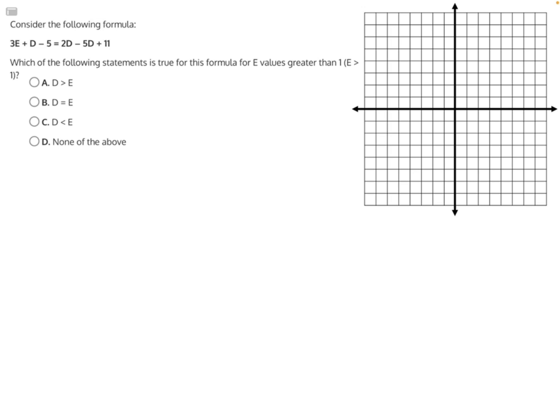Consider the following formula. Which of the following statements is true for this formula for e values greater than 1? Before we get started on this problem, let's simplify this down into slope-intercept form. 3e plus d minus 5 equals 2d minus 5d plus 11. Let's start by combining our like terms.